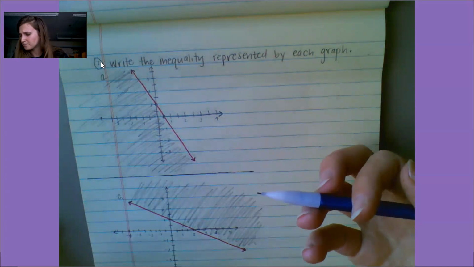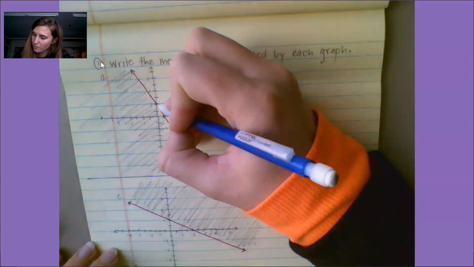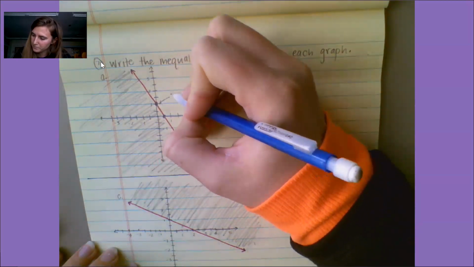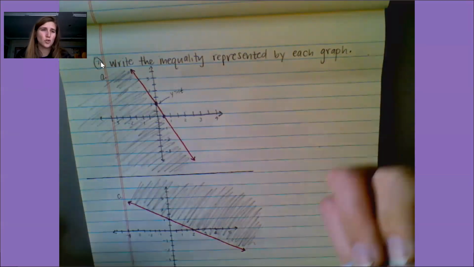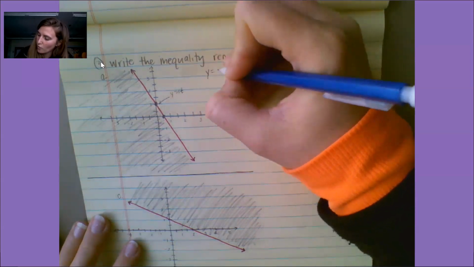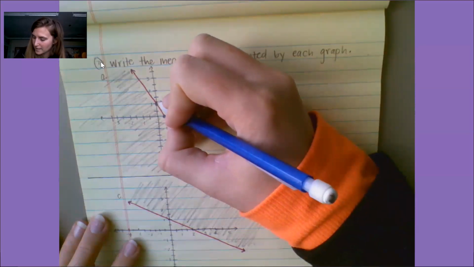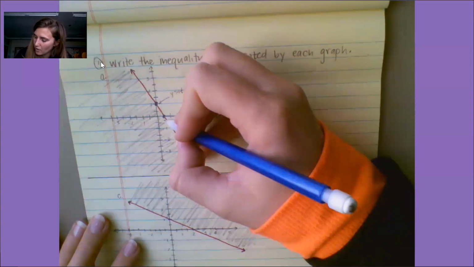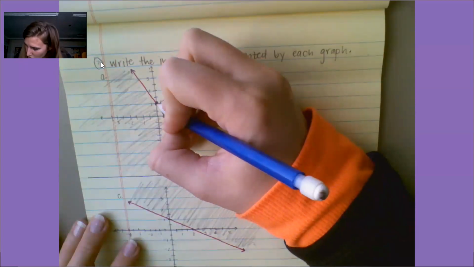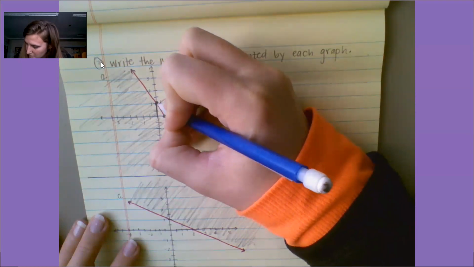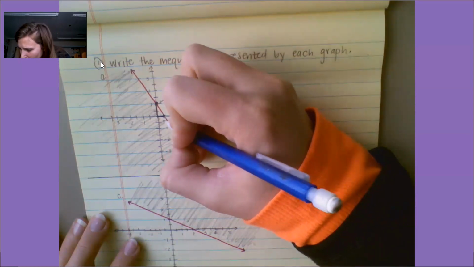But let's come up with the line. So I have my y-intercept right here. And I have another point, so I could very easily find my slope. So let's write this in slope-intercept form. y equals mx plus b. My y-intercept will be 1. And then my slope is going to be that change in y divided by the change in x. This looks like it's at 0.5.